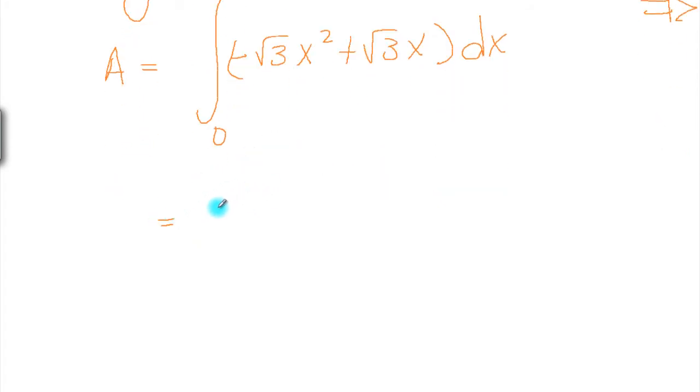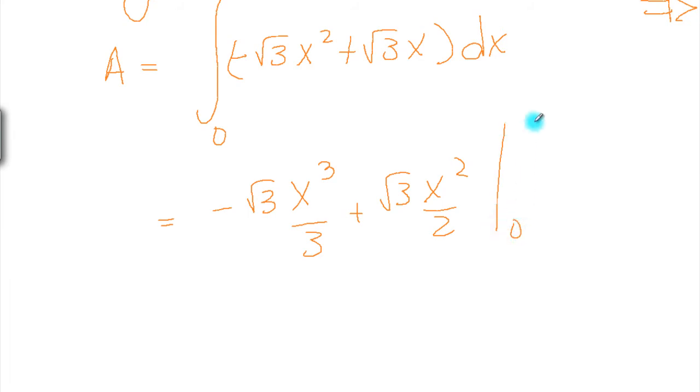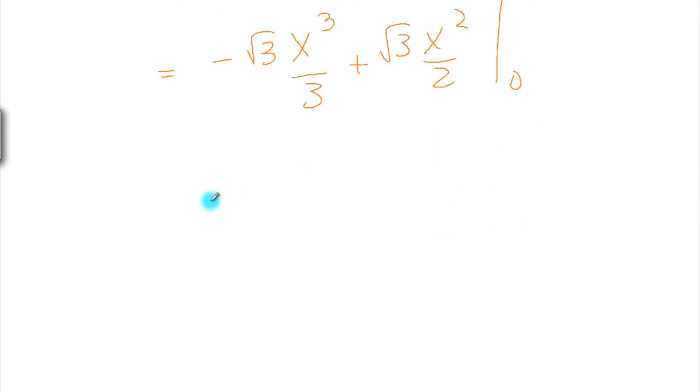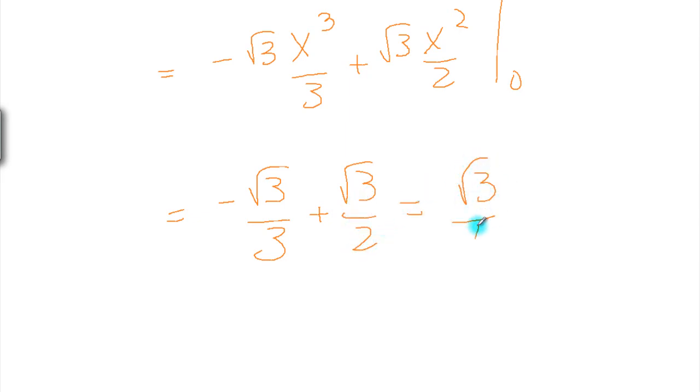Which is minus square root of 3 x cubed over 3, plus square root of 3 x squared over 2, evaluated from 0 to 1. But when we evaluate at 0, it's just 0, so we just have to evaluate at 1. Which is square root of 3 over 6. And that's our area, guys.